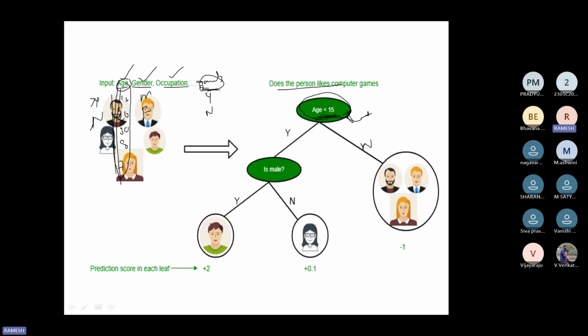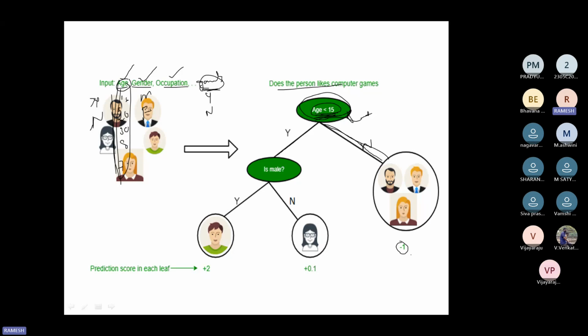If age is less than 15, then we move to this side. If age is greater than 15, we go to the other side. See here, we are directly giving a result when age is not less than 15. At the root node, if the answer is no, then we directly say that the person will not be interested to play computer games. The person whose age is greater than 15 is not at all interested in playing computer games. Directly we have given the answers.